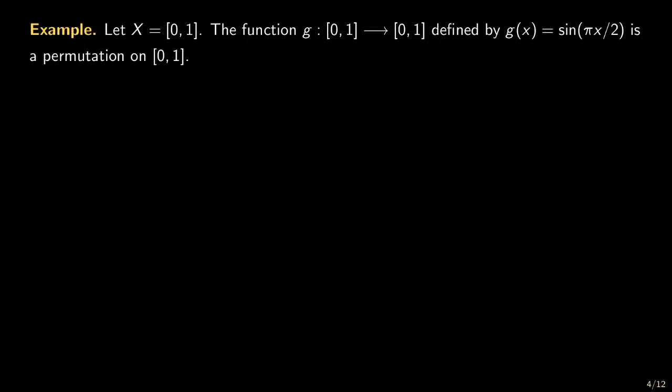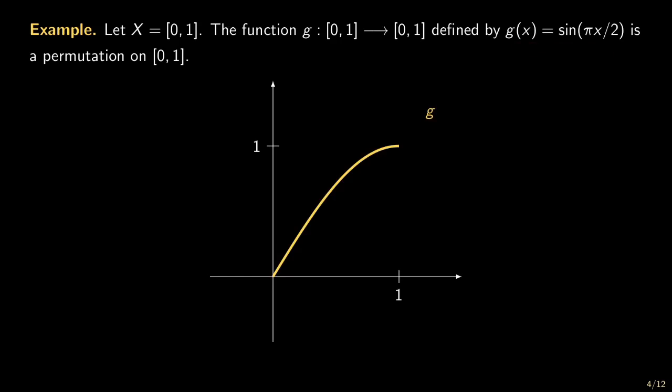Another example is this. If we take the set x to be the closed interval from 0 to 1, and then consider the function g mapping [0, 1] to [0, 1], defined as follows: g of x equals sine of pi x over 2. Now we can see that this is a permutation on the interval from 0 to 1 by simply observing the graph.